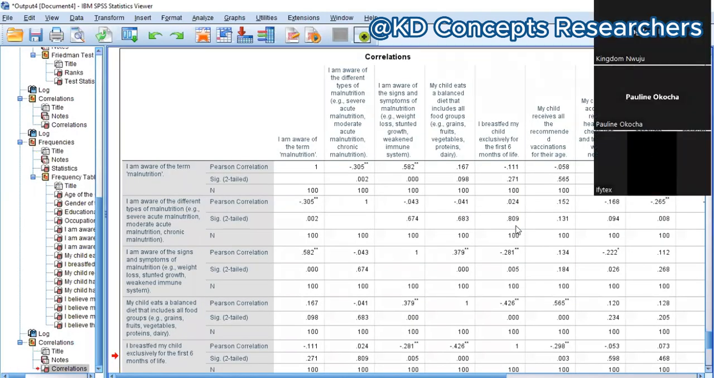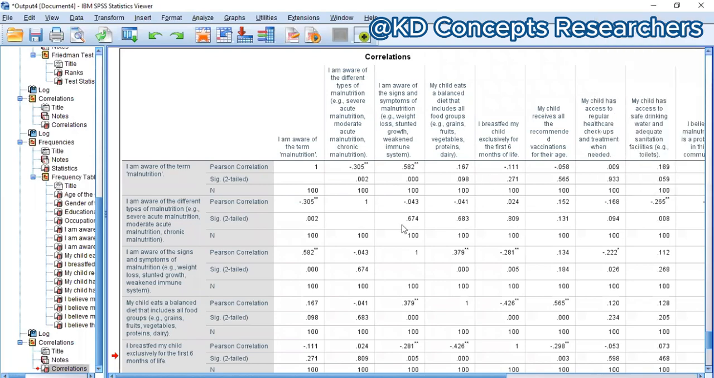As you can see here clearly, there are both positive and negative correlations. For instance, the correlation between I'm aware of the term malnutrition and I'm aware of the different types of malnutrition is negative. That means there's a negative relationship between the responses of people who are aware of the term and the various types.